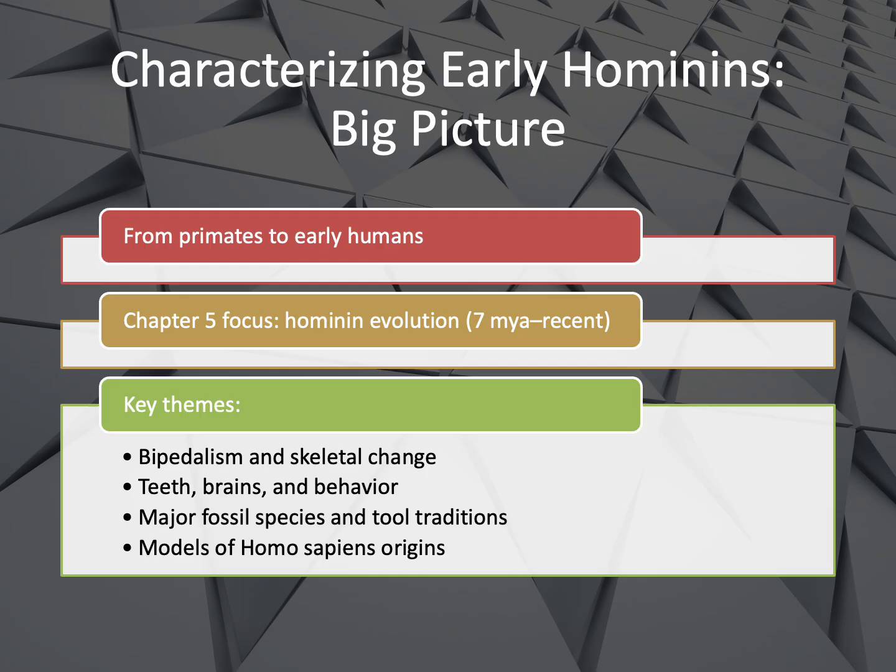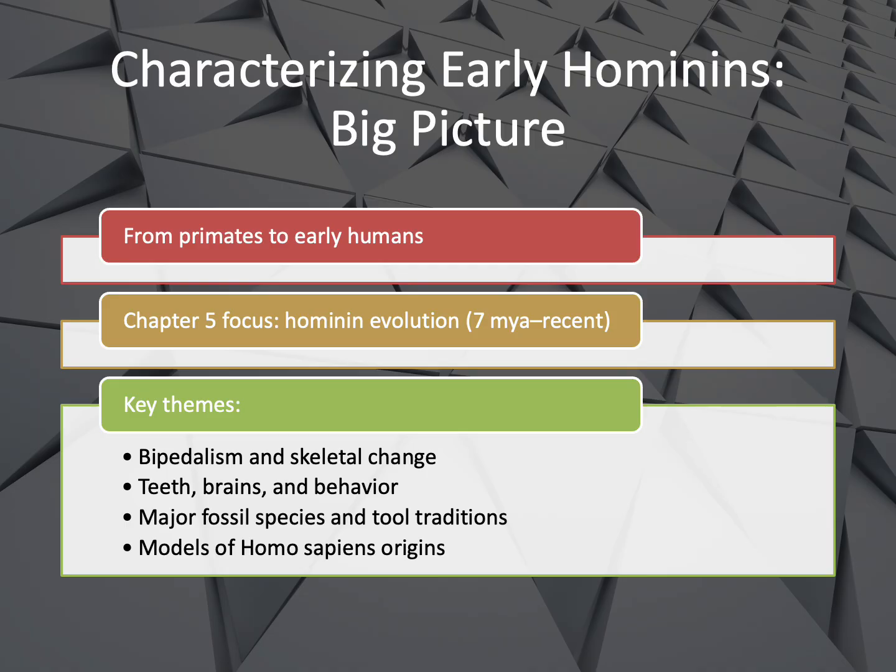Just so you know, we're working from chapter 5 of the Exploring Our World textbook, which is all about how anthropologists characterize early hominins, how we make sense of fossil bones and stone tools, and how we turn them into a story about where humans come from.